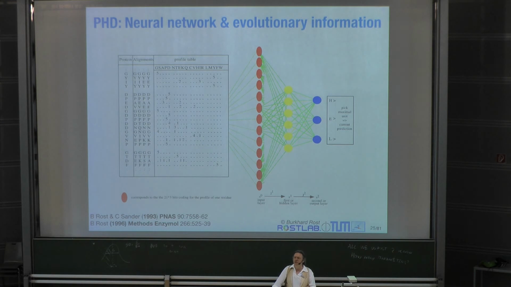But now comes back the question. It doesn't sound as dramatic anymore. But I have 3,000 free parameters and 30,000 samples to learn from. Is that a good ratio? And there is no answer to that question.